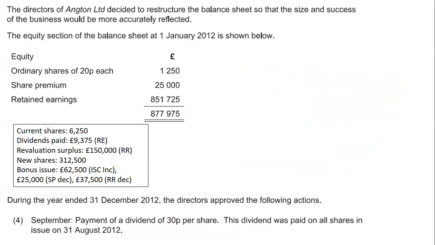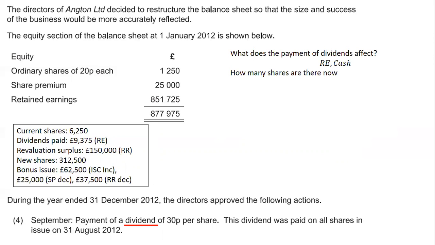Okay. So I've added to the box the number of new shares and the effect of the bonus issue. And point number 4, in September, there was a payment of dividend of 30p per share. This dividend was paid on all shares in issue on 31st of August 2012. So the first question is, what does the payment of dividends affect? So it's the same as before. It's the retained earnings in cash.